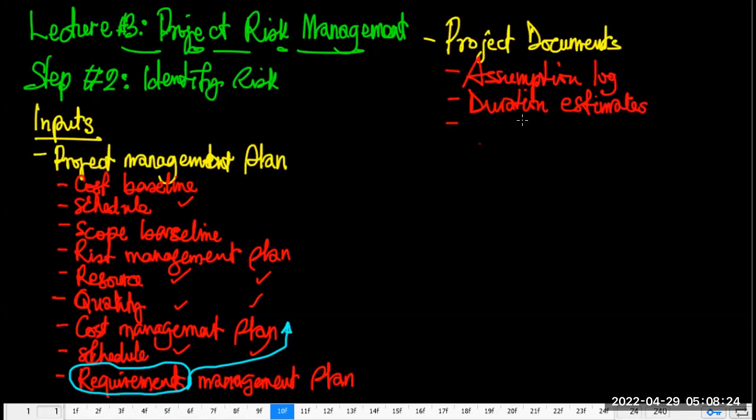There's also the issue log. Maybe for related projects, we had certain issues raised, which are documented. So you can make reference to that document to help you identify risk in the existing or the new project you are embarking on. There's also the cost estimates. These are all documents we need to make reference to.